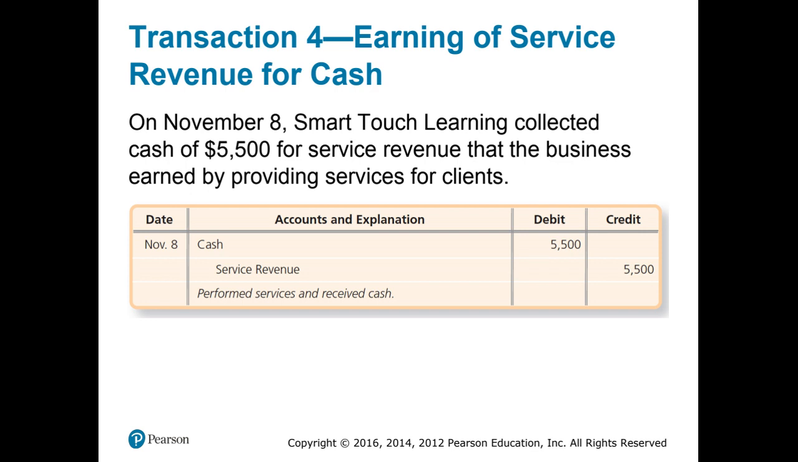All right, and then on November 8th, Smart Touch Learning collected $5,500 for service revenue, and the business earned that by providing services for customers. So we are going to debit our cash account for the $5,500. We're going to credit our service revenue account for the same amount, and we're going to note that we performed services and received cash.